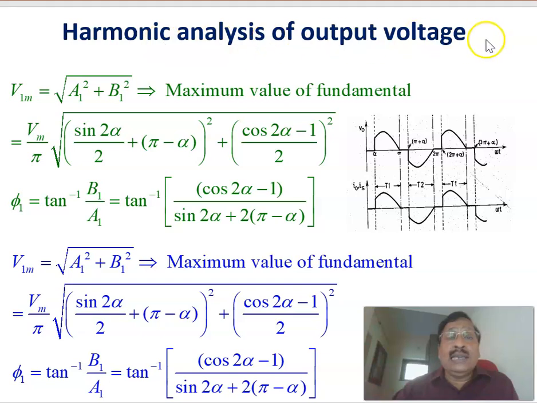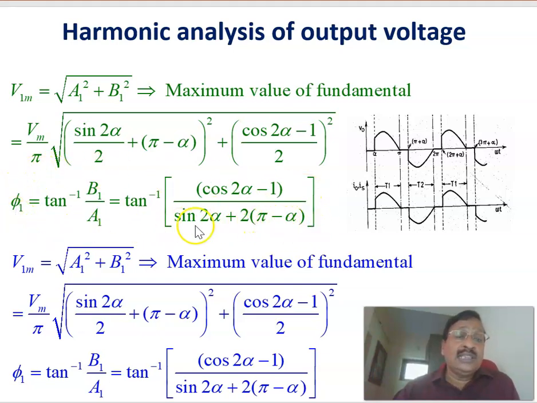Now, continuing the harmonic analysis of voltage, the maximum value of the fundamental, as we have seen, is equal to the square root of A1 square plus B1 square. We substitute A1 and B1 from the previously calculated values. That gives the maximum value of the fundamental: Vm/π times the square root of (sin 2α/2 + π − α) whole square plus ((cos 2α − 1)/2) whole square. The corresponding phase angle shift for the fundamental is given by tan inverse B1 by A1, which is tan inverse of (cos 2α − 1) divided by (sin 2α + 2(π − α)).